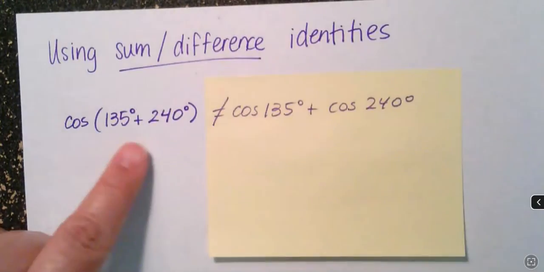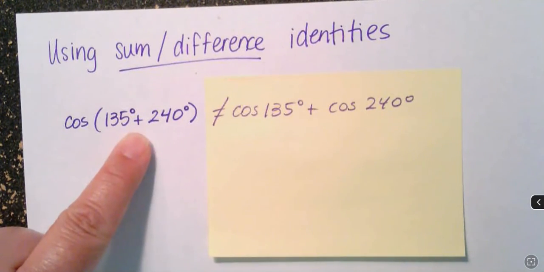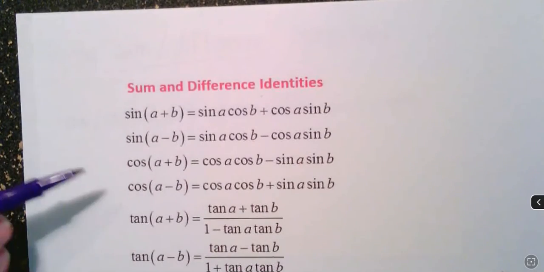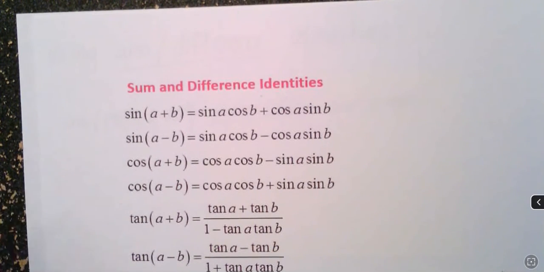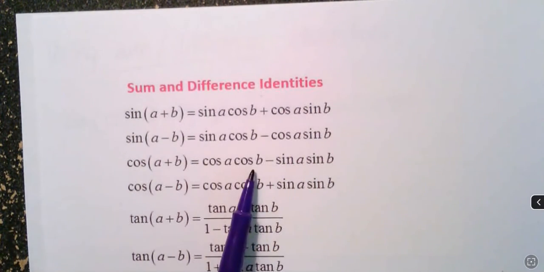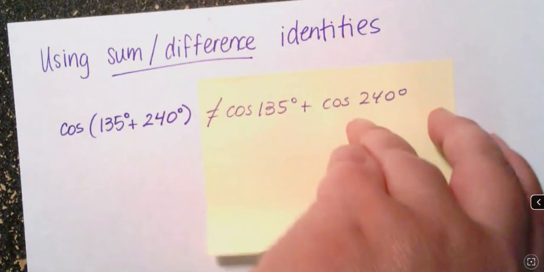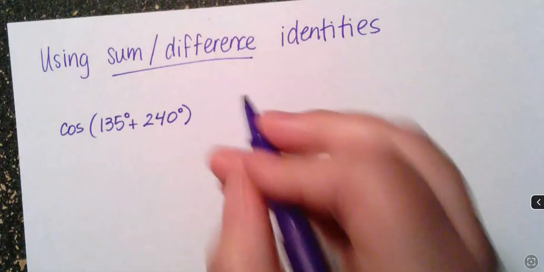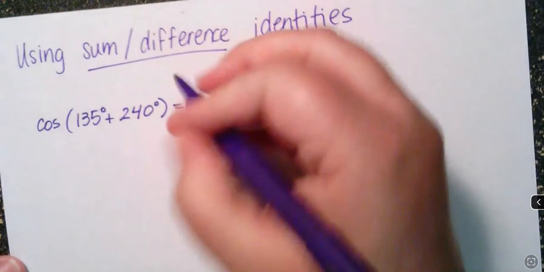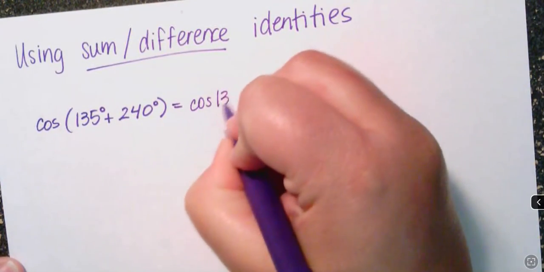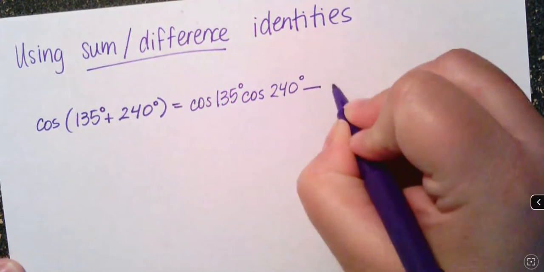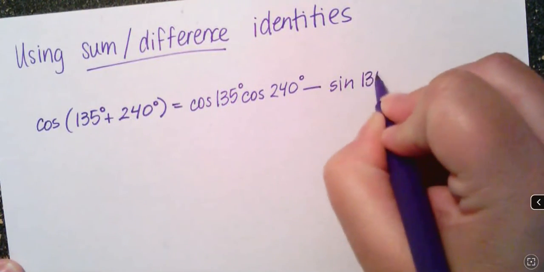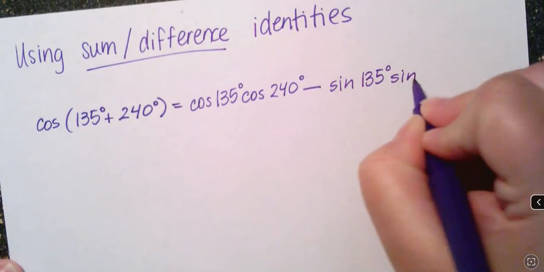Okay, so this is a sum because there's a plus and it's a cosine. So I'm going to use this particular formula right here, which you notice does not look like I'm distributing. All right, so cosine A times cosine B minus sine A times sine B. And this is my A and this is my B. So let's take that off. So this is going to be cosine 135 times cosine 240 minus sine 135 times sine 240.